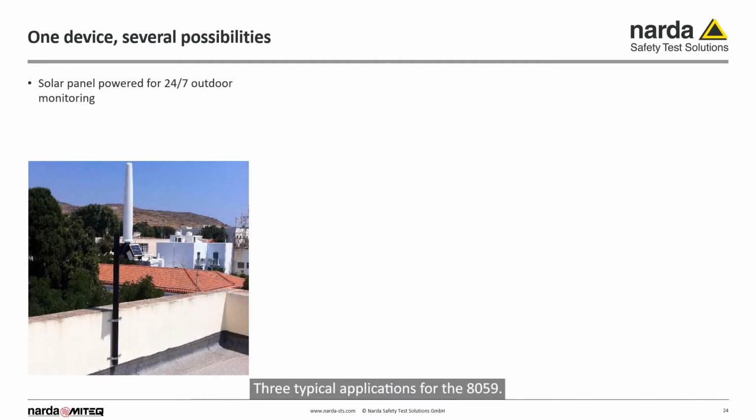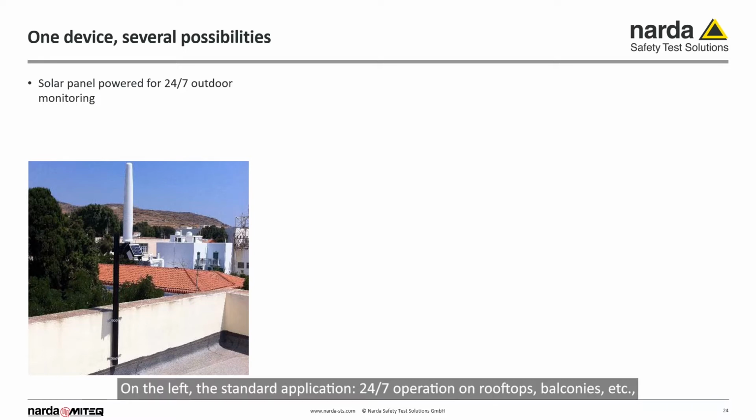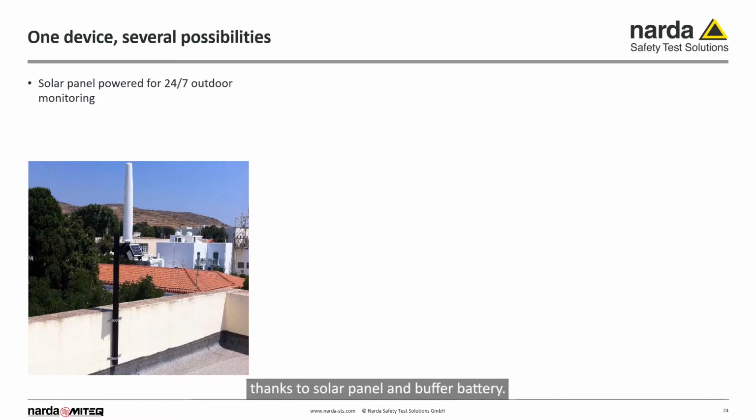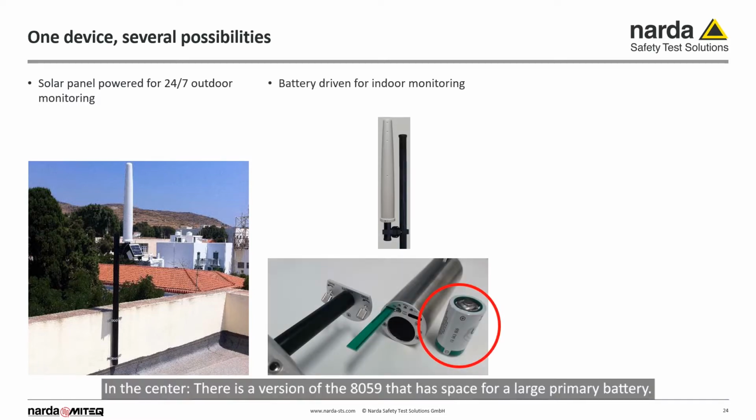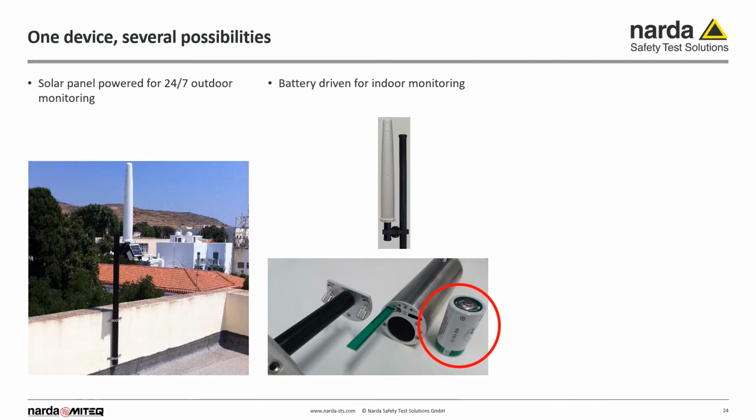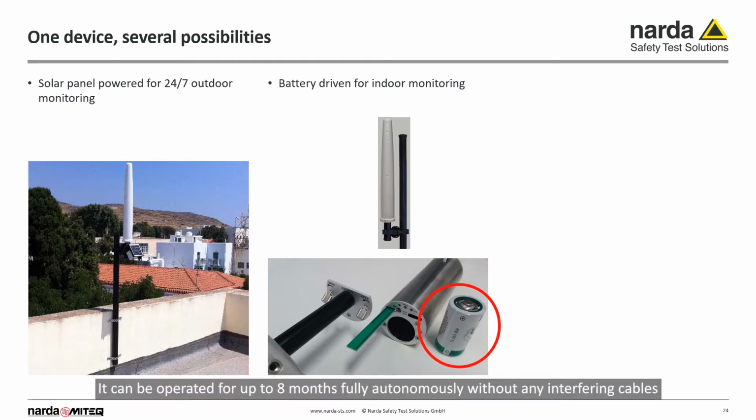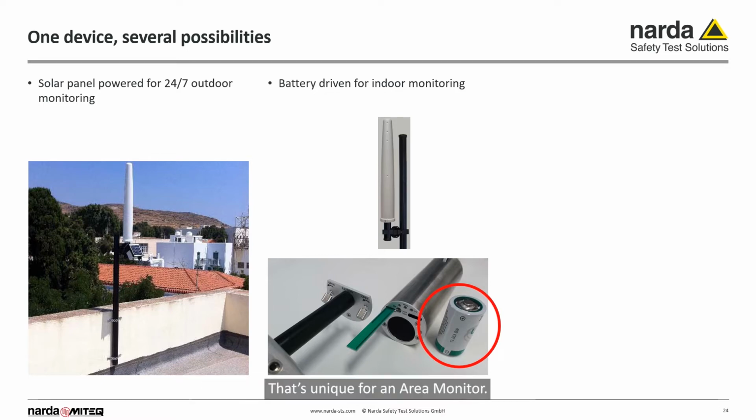3 applications for the 8059. On the left, the standard application. 24/7 operation on rooftops, balconies, etc. thanks to solar panel and buffer battery. In the center, there is a version of the 8059 that has space for a large primary battery. It can be operated up to 8 months fully autonomously without any interfering cable in areas where there is no sunlight available, such as indoors. That's unique for an area monitor.